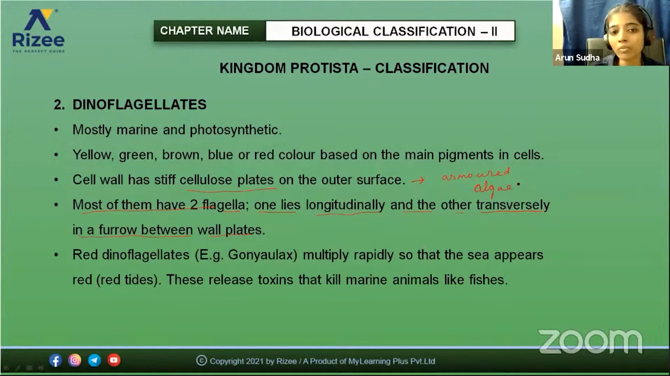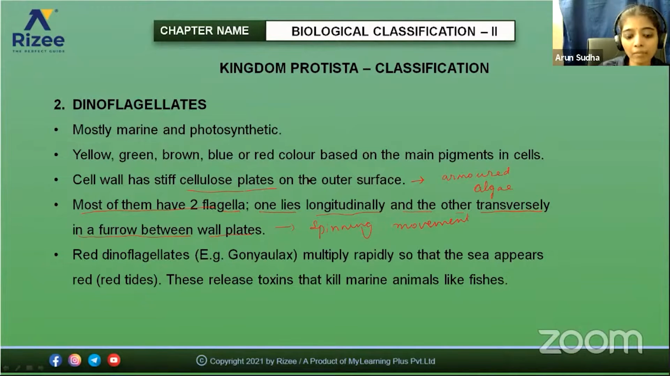Because of the presence of the cellulose plates, it acts as an armor, that is, it shows an appearance of an armor on the surface. So it is called the armor algae. Most of them have two flagella, and these two flagella are responsible for the spinning movement of dinoflagellates.